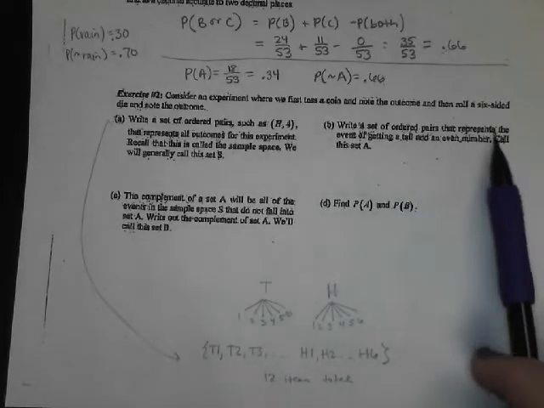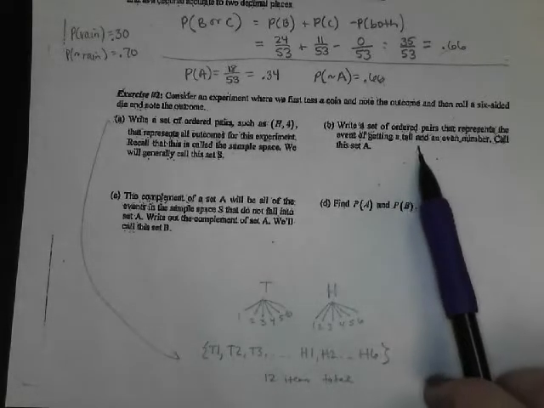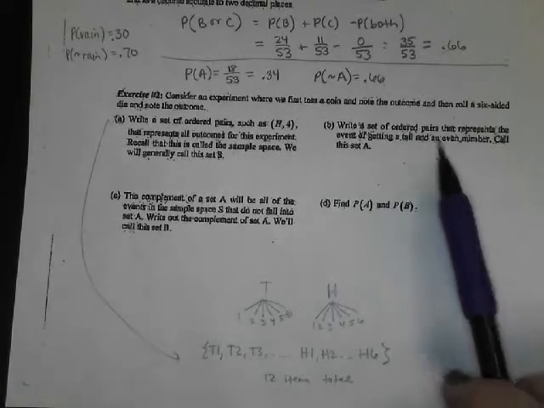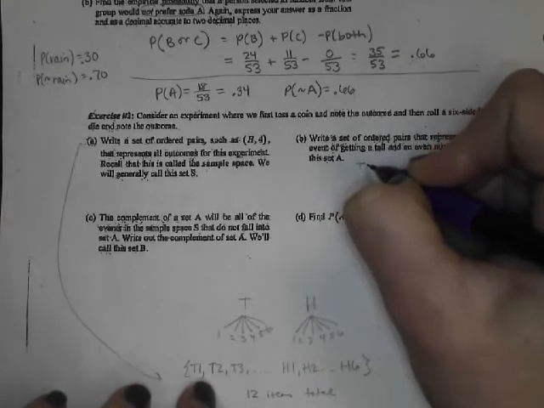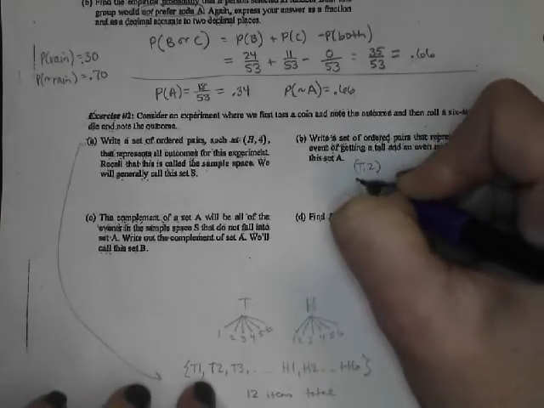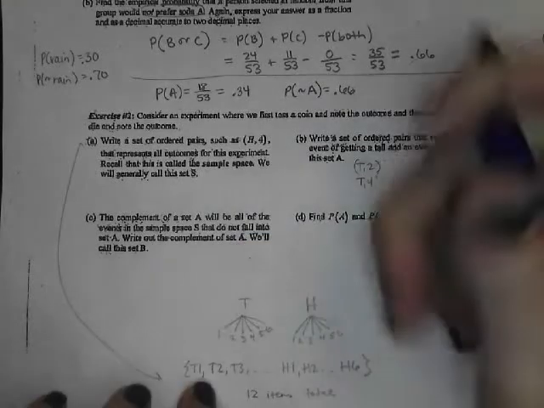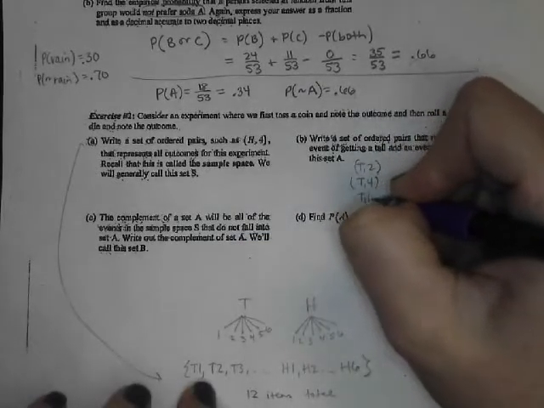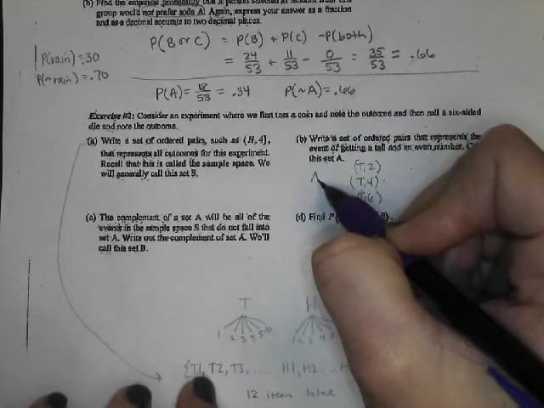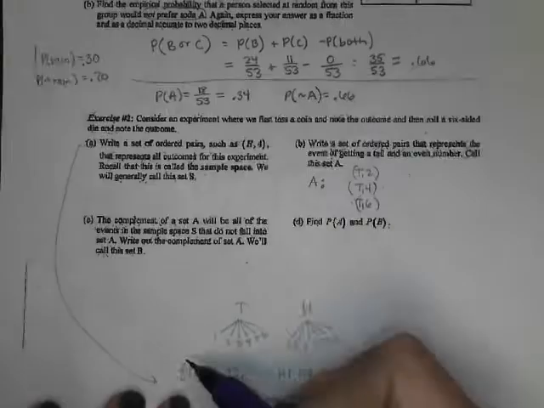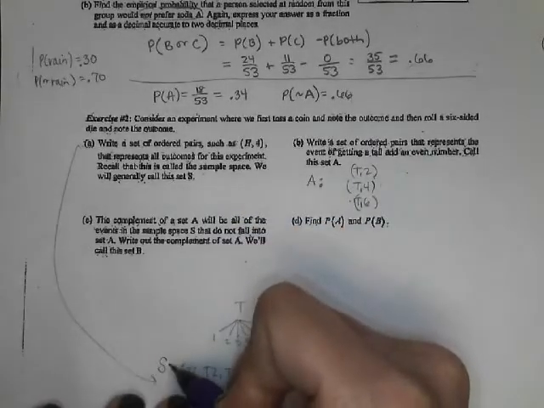Now write a set of ordered pairs that represents the event of getting a tail and an even number. So a tail and an even number, that's really just tails 2, tails 4, tails 6. Tails 2, tails 4, and tails 6. I guess it just maybe only wanted a set, so I could have just done tails 2. Okay, this is going to be called set A. This down here is being called sample space set S.